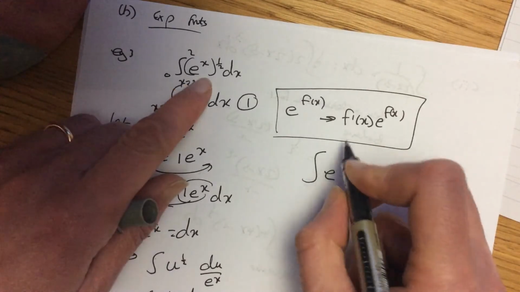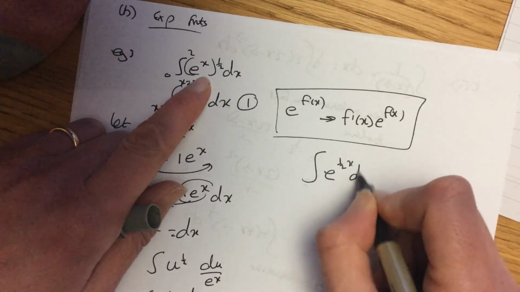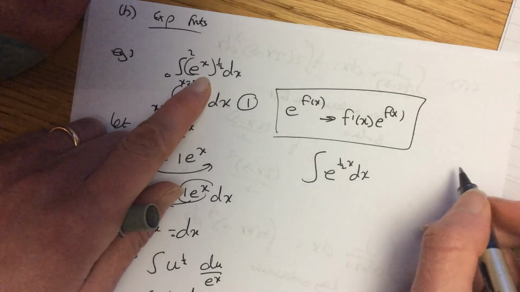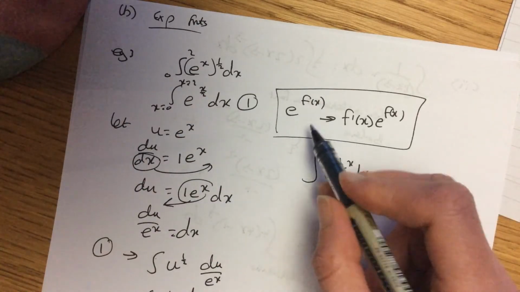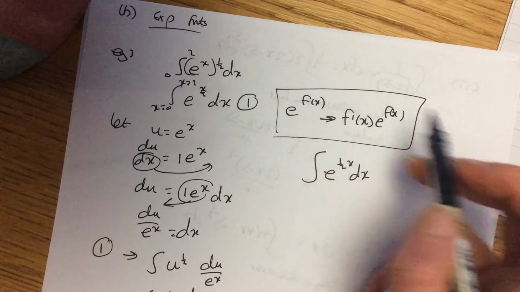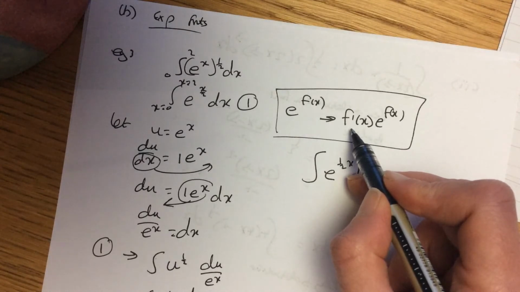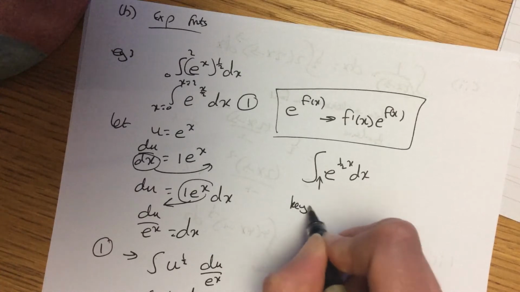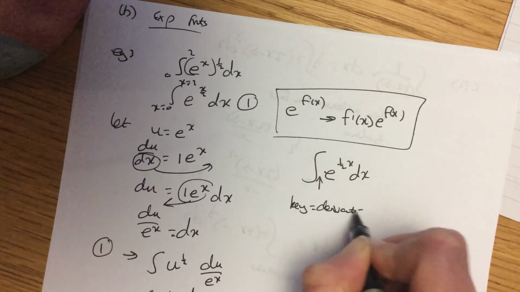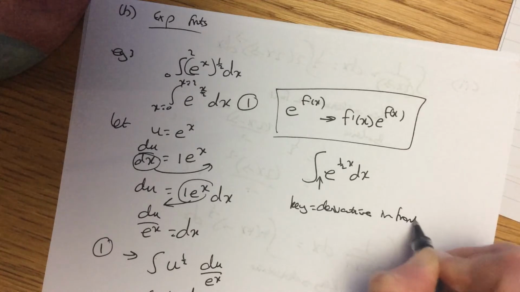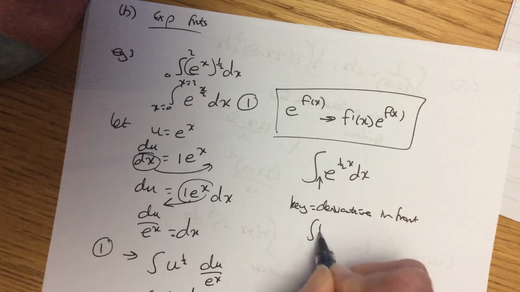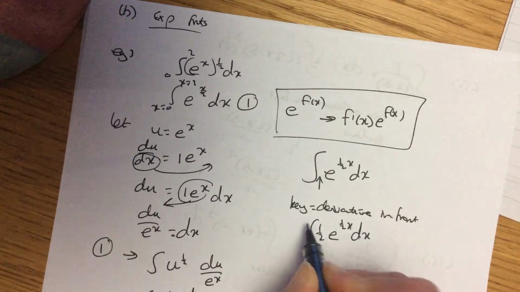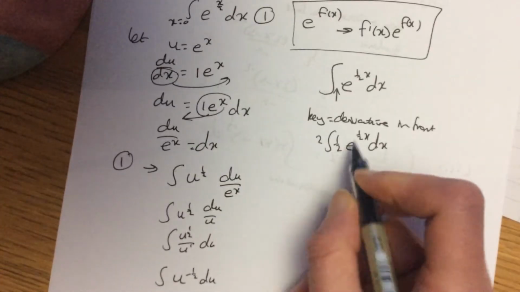So it's e to the half x dx. Now, I have to think to myself, I like doing it backwards here. How do you differentiate an e? The derivative must be in front. So again, I must have the derivative. That's my key. The key is derivative in front. The derivative of this is a half. So I'm going to put a half in front. I've got to balance outside by a 2, because the 2 and the half will cancel each other out.